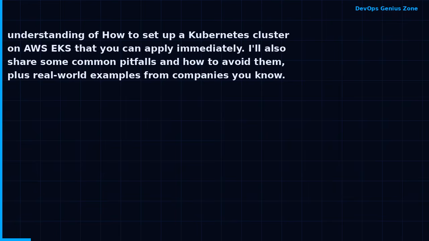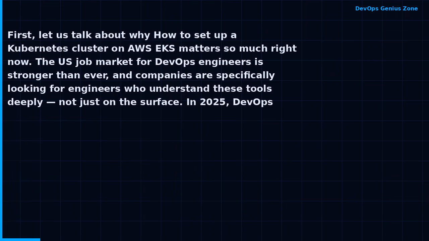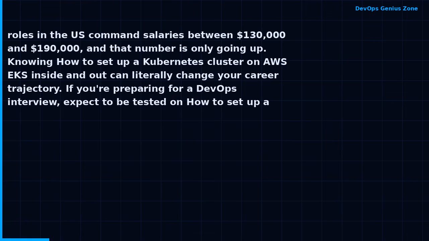First, let us talk about why how to set up a Kubernetes cluster on AWS EKS matters so much right now. The US job market for DevOps engineers is stronger than ever, and companies are specifically looking for engineers who understand these tools deeply, not just on the surface. In 2025, DevOps roles in the US command salaries between $130,000 and $190,000, and that number is only going up. Knowing how to set up a Kubernetes cluster on AWS EKS inside and out can literally change your career trajectory.